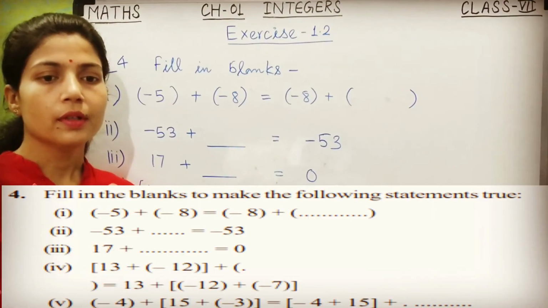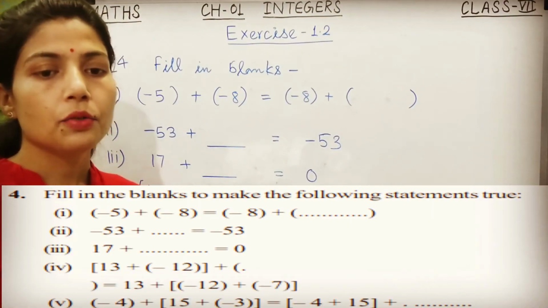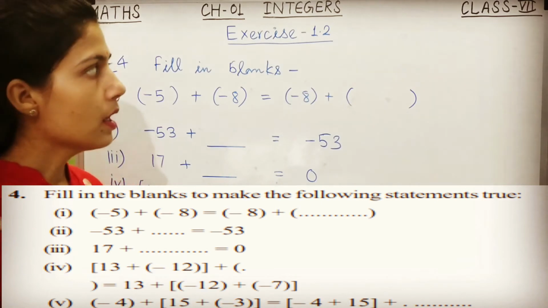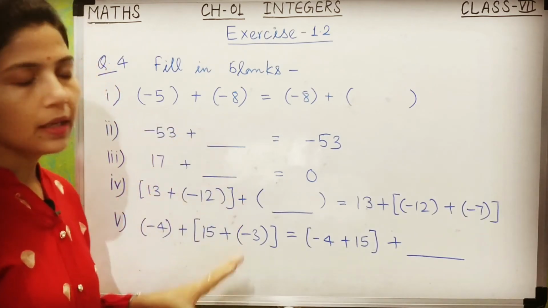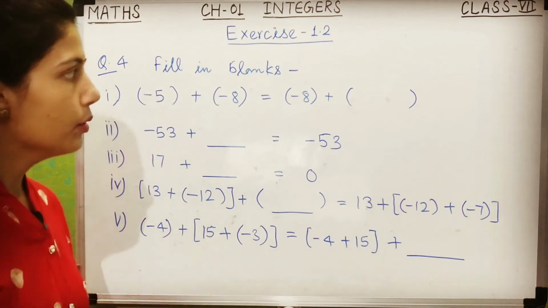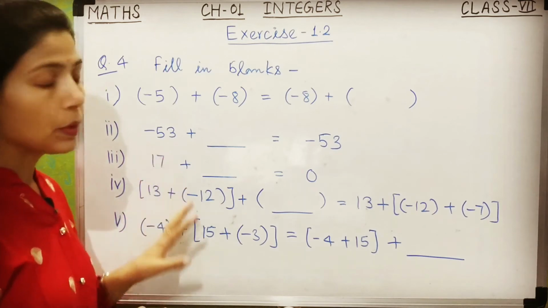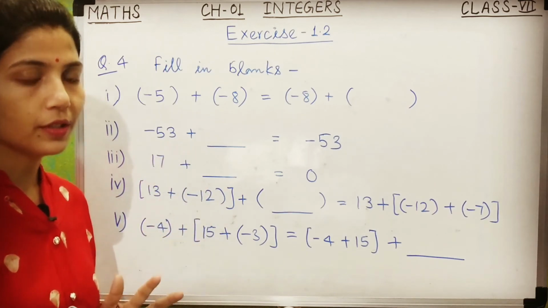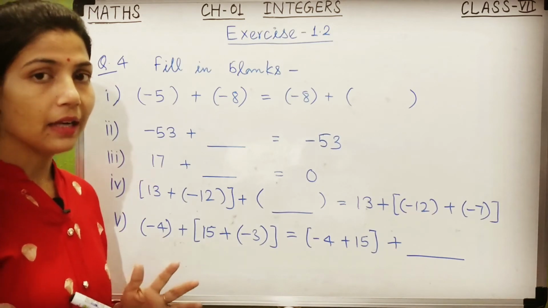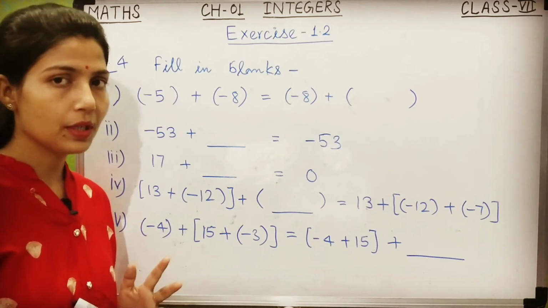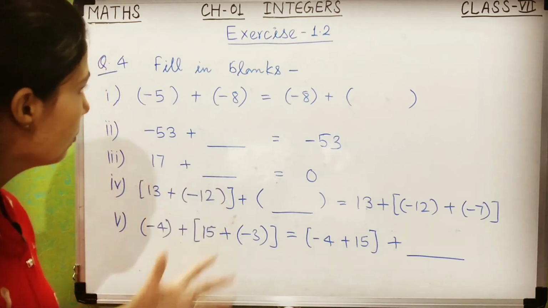Question number 4. Fill in the blanks to make the following statements true. Okay, आपको क्या करना है, जहाँ पर भी ब्लैंक दिए गए हैं वहाँ पर फिल करना है, उन स्टेटमेंट्स को ट्रू बनाना है. Okay, so there are different properties used here, of addition and subtraction of integers, like commutative, additive inverse, additive identity, associative. So we just have to check.